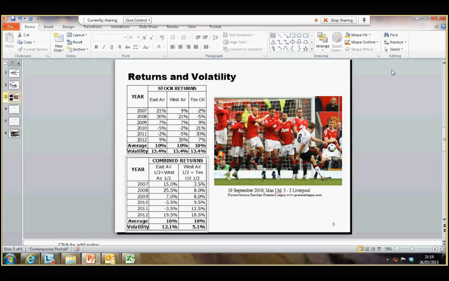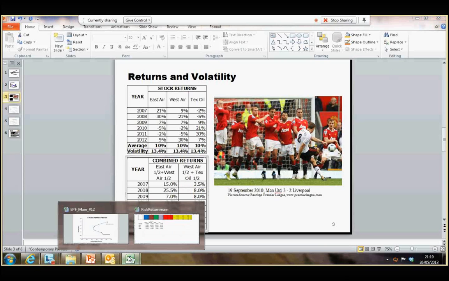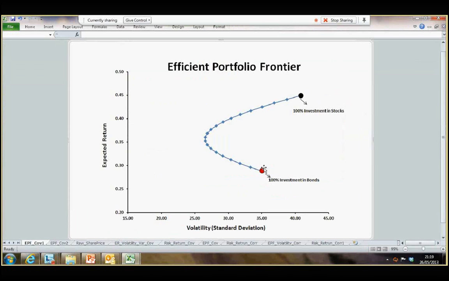Now we were talking about stocks and bonds, so let us use that. If we invest all our money in the bond, then that is our return, and the risk is here. If we invest all our money in stocks, then the return is higher. Of course, the risk is higher as well.